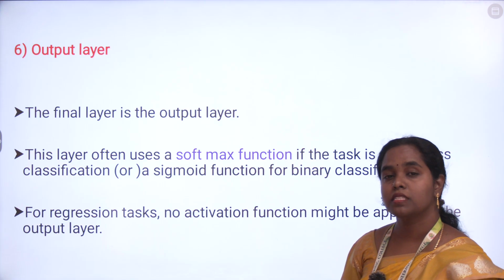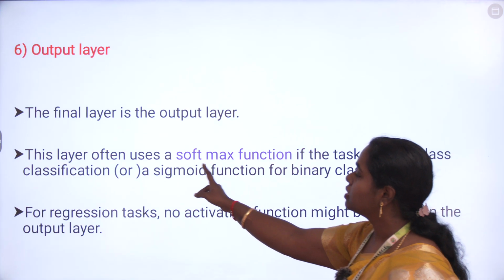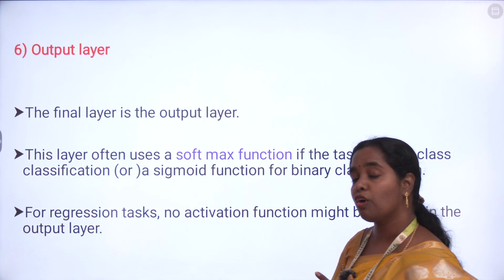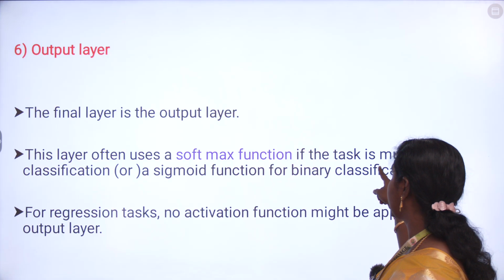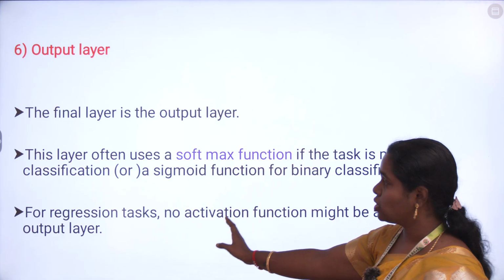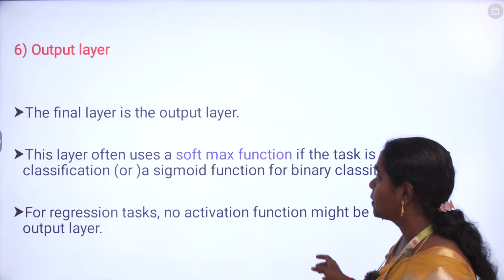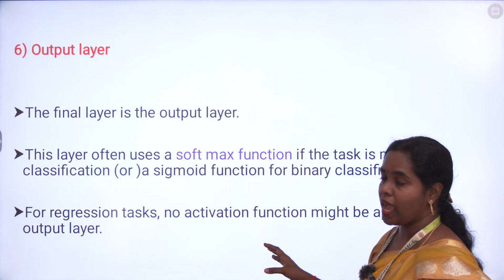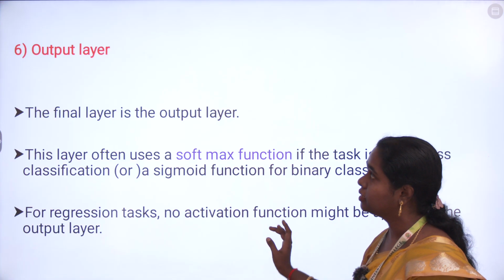Final layer, this is called the output layer. This layer often uses the softmax function, which is used for multiple classification tasks, and also the sigmoid function for binary classification. For regression tasks, no activation function might be applied in the output layer.